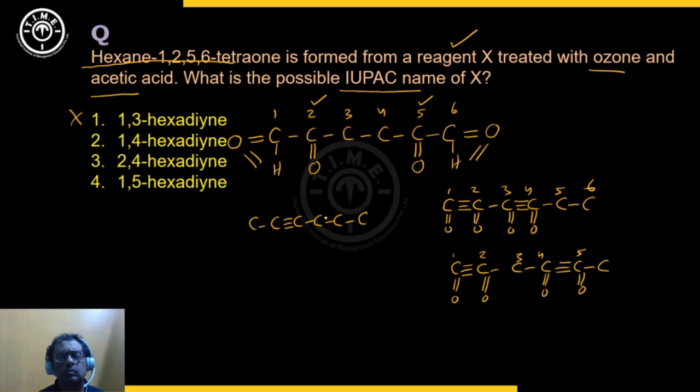2, 4-hexadiene. You'll get a double bond O, a double bond O, a double bond O, and a double bond O. So 1, 2, 3, 4, 5, 6. So it will be hexane-2,3,4,5-tetraone. Even this is not correct. Look at the last one, 1,5-hexadiene.